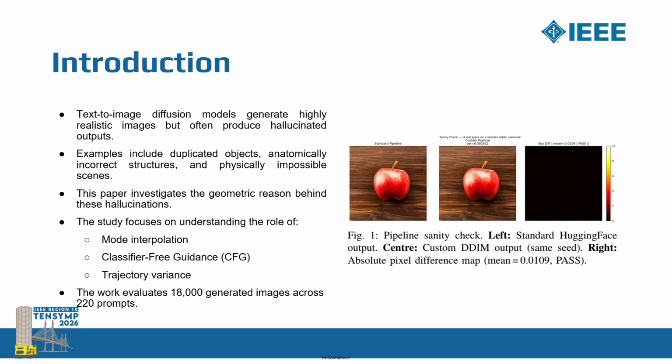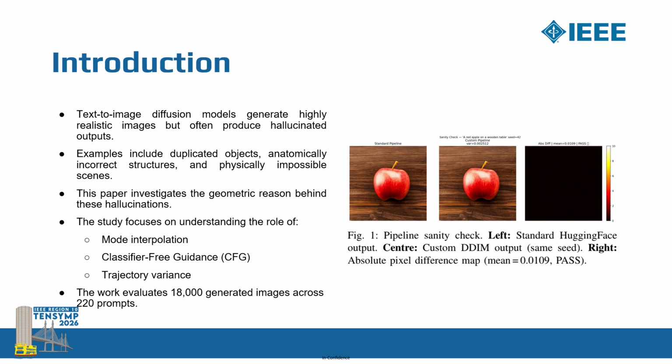Text-to-image diffusion models like Stable Diffusion produce images that are often stunning, but they still fail in strange ways. They duplicate objects, produce anatomically incorrect structures, and physically impossible scenes. Our work investigates the geometric reason behind these hallucinations and not just the symptoms.